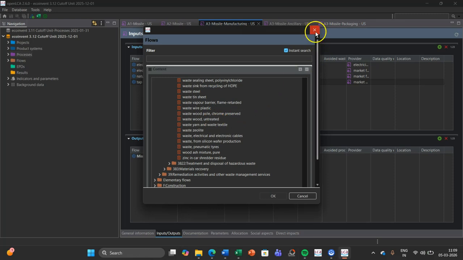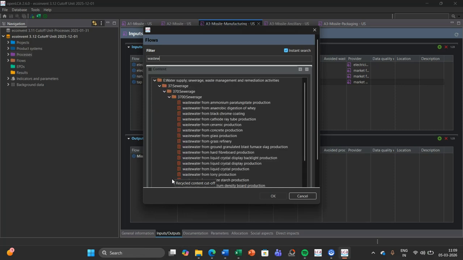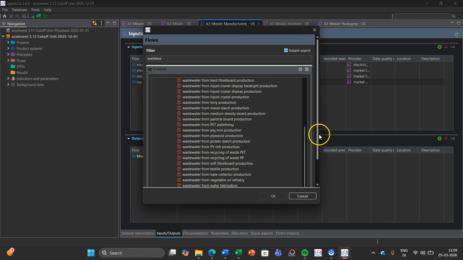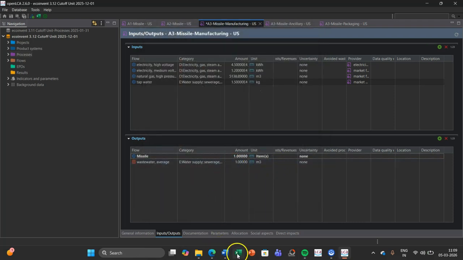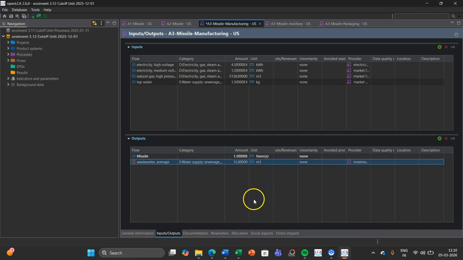So wastewater. Let's look for a wastewater. Wastewater from what kind of industry? Here it is, we can say aerospace kind of, right? Sometimes we may not be able to find. Okay, it's average wastewater. So putting everything, 12,000 liter, 12 meter cube. Choose the provider, rest of the world. Okay, treatment. Okay, nice. So there it is, right?